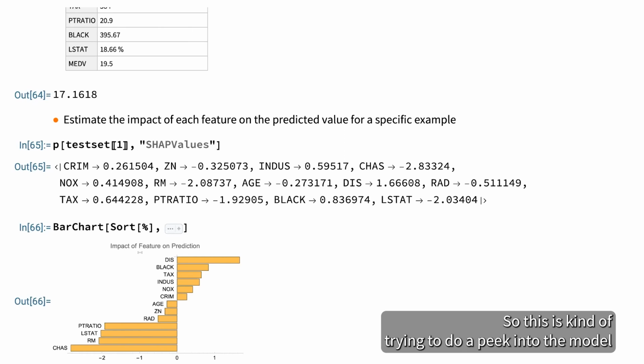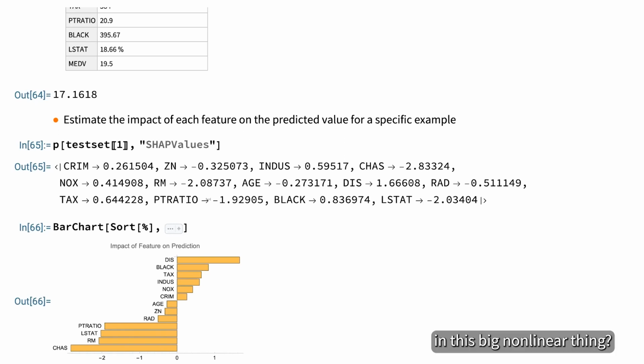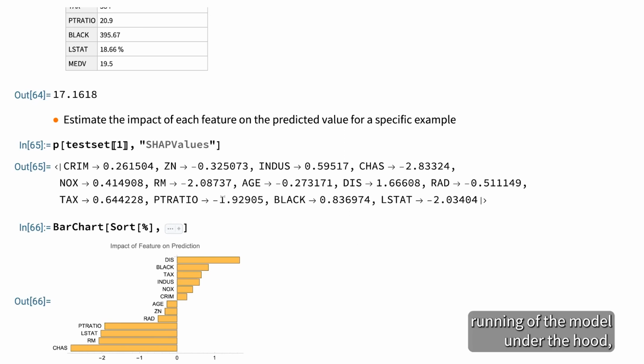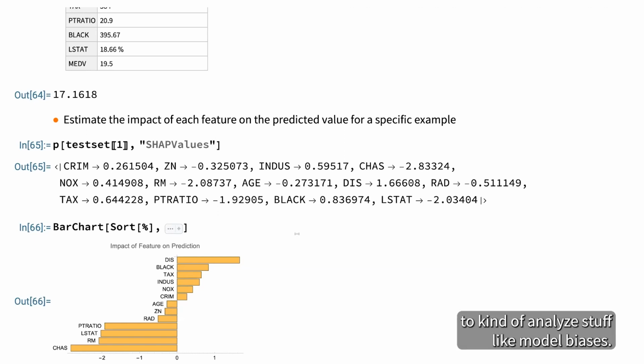So this is kind of trying to do a peek into the model and asking what happens if I tune one variable a bit in this big nonlinear thing. Can we check what happens? And this is doing a lot of running of the model under the hood and trying to tell you how it reacts to specific values. This is very useful to analyze things like model biases. For example, let's say that this project is for a city administration trying to give subsidies or something like that. Are the subsidies being given fairly? So what variables are we analyzing? It's important to be able to track these things in the model.